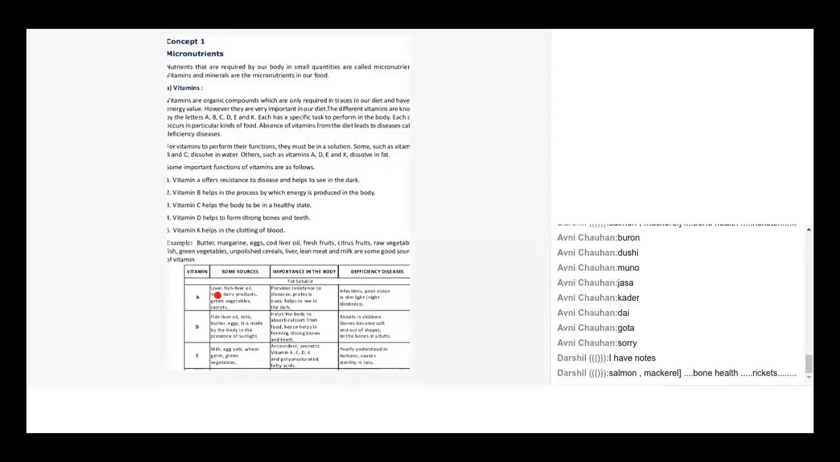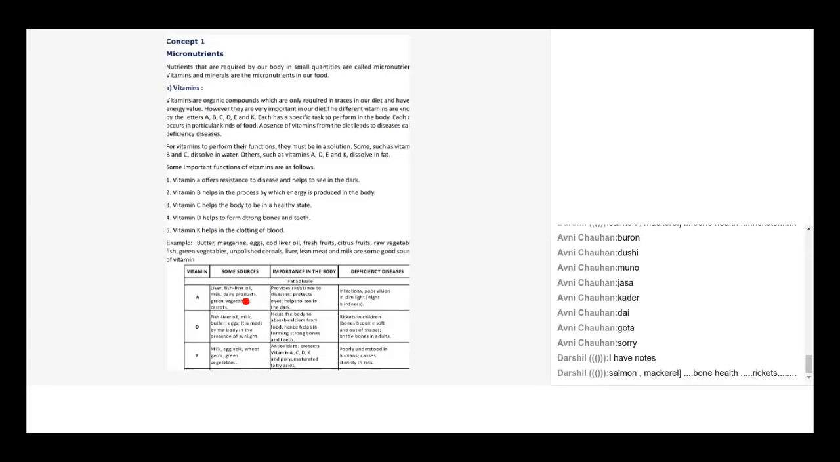If there's a deficiency, then as Neha was saying, there will be night blindness. The person cannot see at night. But even at daytime, if the room is dark, the person will not be able to see. Just imagine. Correct? So all of you must have a lot of milk and dairy products.